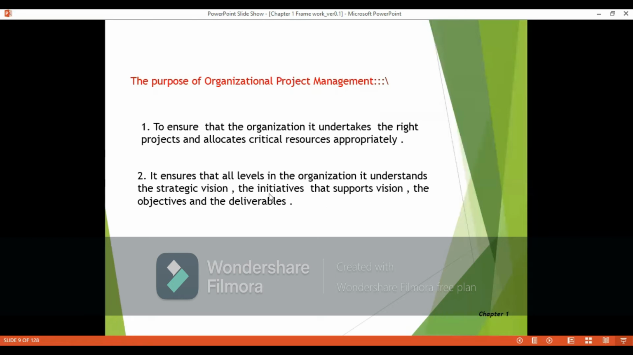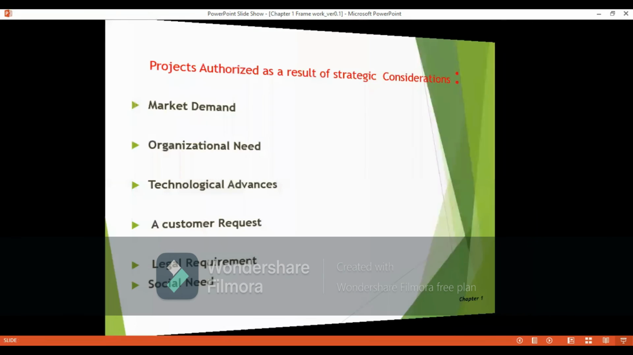As well, you will be able to ensure that all levels of the organization understand the strategic vision, support your vision and objectives, and the deliverables. So we are all in project management, program management, portfolio, all who are working on the projects, in the same chapter along with their team of development or working with them.